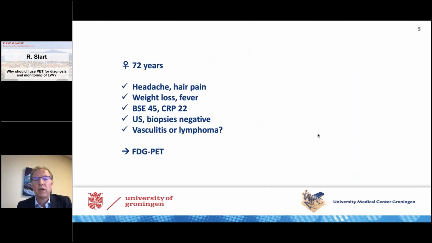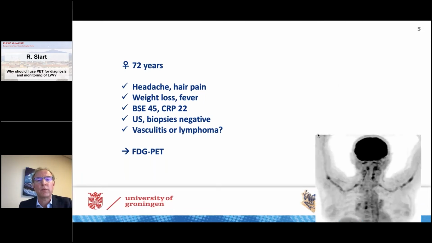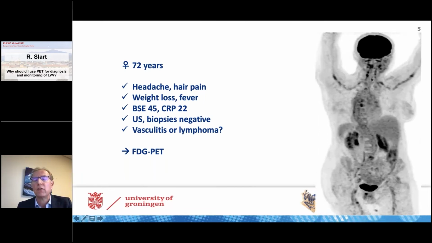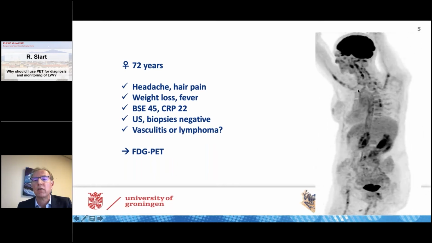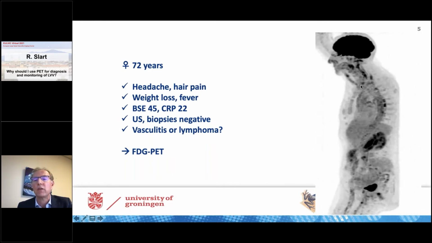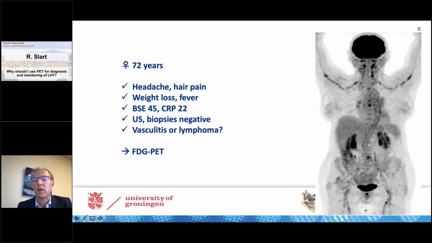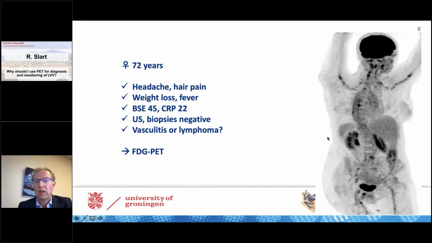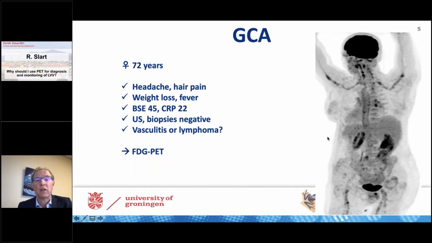I'll directly go to the first patient, a 70-year-old lady, headache, hair pain, weight loss, increased inflammatory parameters. Ultrasound biopsy was negative, and the question to our department was vasculitis or lymphoma. An FDG PET scan was performed. This is the PET scan. You see a high uptake in the different arterial structures like carotid arteries, the subclavian arteries, a little bit in the axillary arteries, aorta, iliac arteries, and also uptake in the femoral arteries. And actually, this is a typical example of giant cell arteritis on PET imaging.